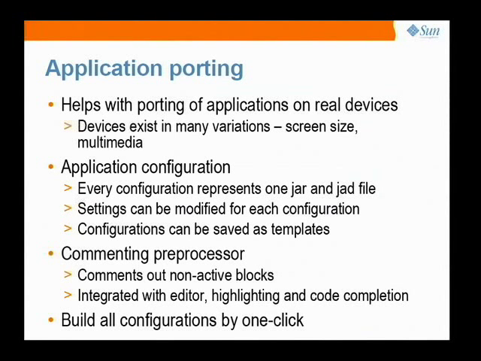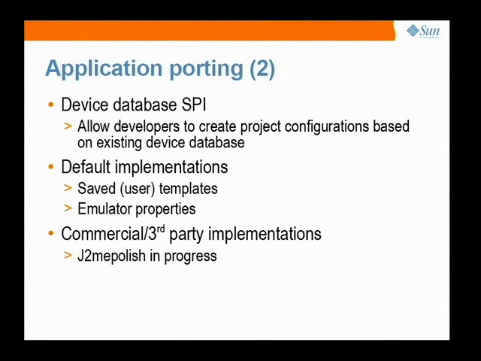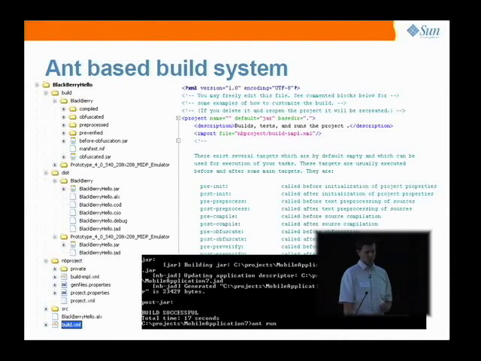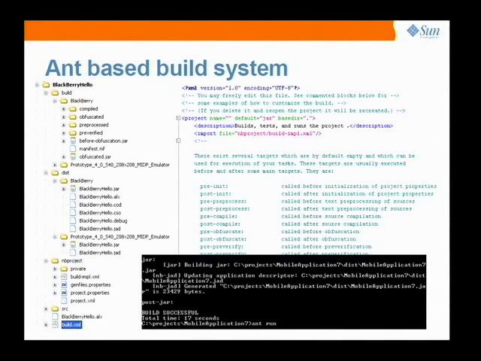The next slide is just a summary of application porting. What's new in 6.0 is this device database SPI. As I said before, the default implementation is for existing templates and properties obtained from the emulators. Now I'm getting to the Ant-based build system. I said before that all projects in NetBeans are Ant based. It's a folder with sources, then there is one main build XML file, and then a bunch of standard Ant properties. That's it.